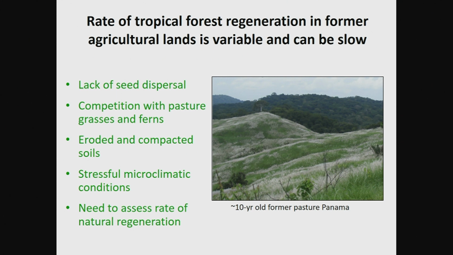We know that one possible way to allow for recovery is natural regeneration, and a lot of work from people like Robin Chazdon has shown that you can get a lot of natural regeneration in tropical forests, and so that should be our first choice. But there are also a lot of obstacles to recovery. There's lack of seed dispersal, stressful microclimatic conditions, and competitive pasture grasses, and this is a pasture in Panama after 10 years where there's almost no regeneration. So we need to start by assessing the natural regeneration, and then in some cases we need to intervene.